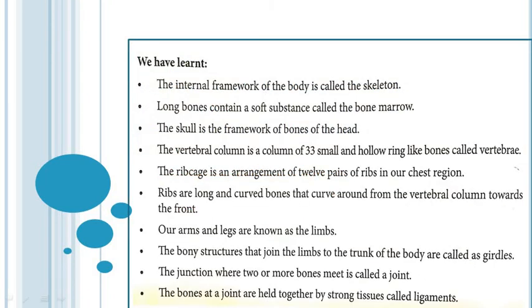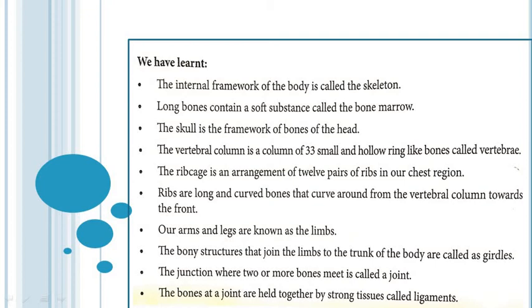So we will revise what you have learned in this whole chapter two. From the first video you learned that our body is made up of bones. The internal framework of the body is called a skeleton. The long bones contain a soft substance called bone marrow, and in the bone marrow only, red blood cells are produced. Then we studied the parts of our skeleton.